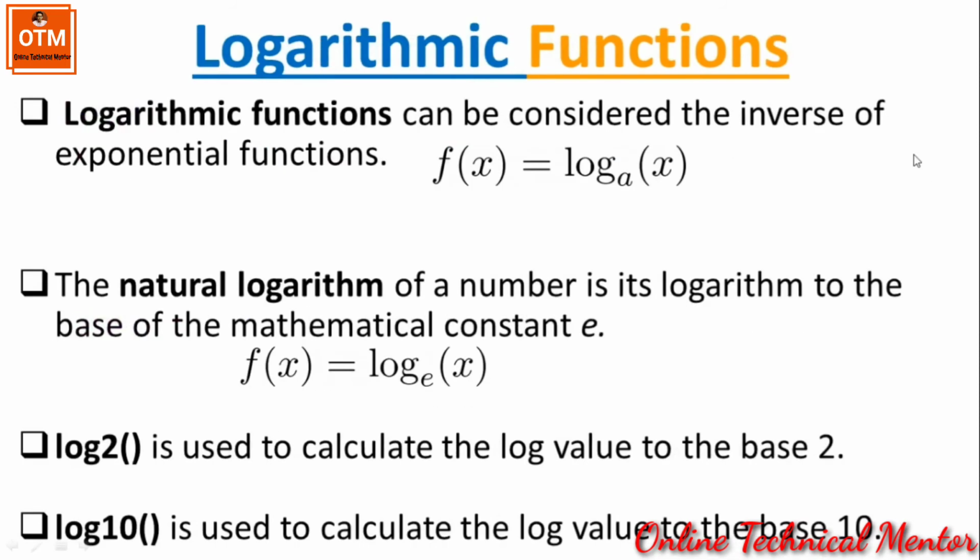Next, come to the logarithmic function. The logarithmic function can be expressed as the inverse of the exponential function. So it is written as f(x) equal to log x base a. The natural logarithm of a number is its logarithm to the base of the mathematical constant e, that is the Euler constant. Let me execute this in the Python interpreter.